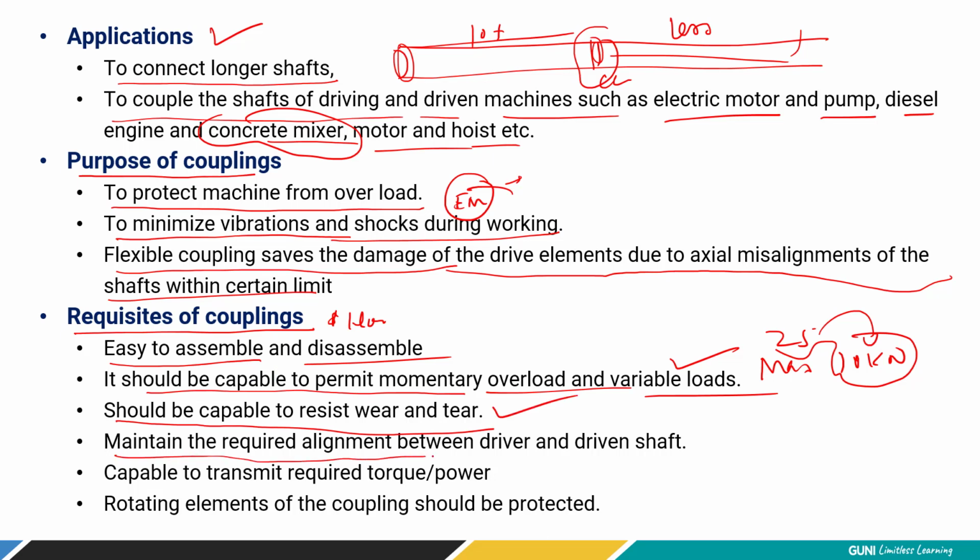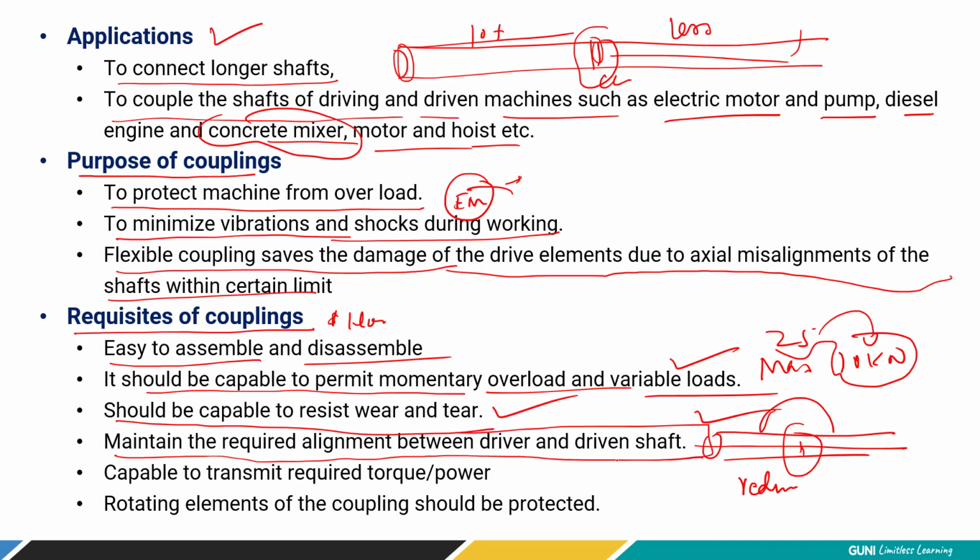It should maintain the required alignment between the driver and driven shaft. In case of a longer shaft, the coupling does two things. It connects the two shafts and it also maintains the alignment, right? It is very important. If you have a misalignment, there are chances of vibrations, and that goes to the machines and ultimately to the foundation. If it is a very crucial machine, then vibration will disturb the product being machined or being mixed, or it simply loosens the connecting bolts. So it is always desirable to reduce the vibrations, and that is only possible by reducing the misalignment between the rotating elements. That is possible by coupling.